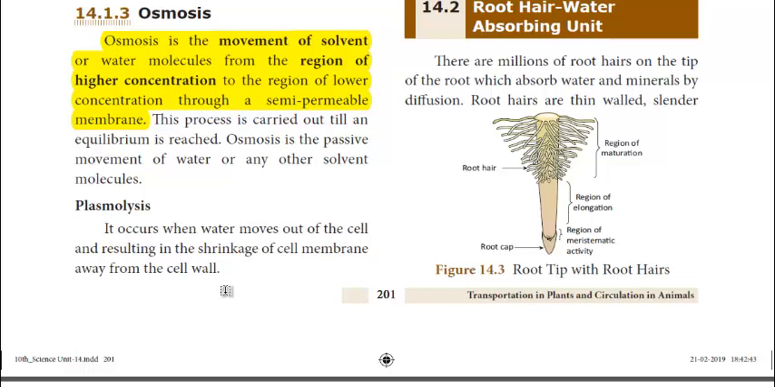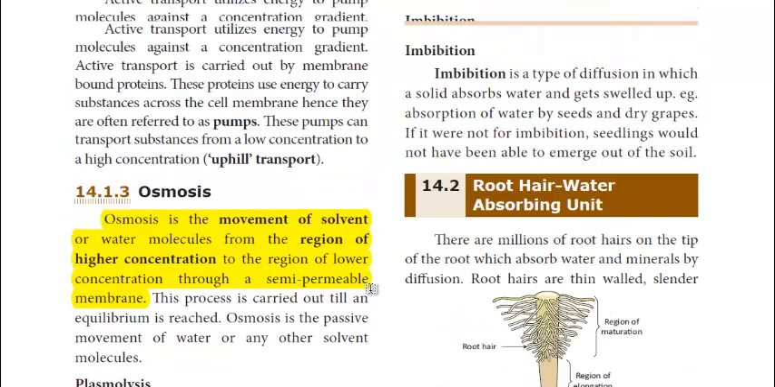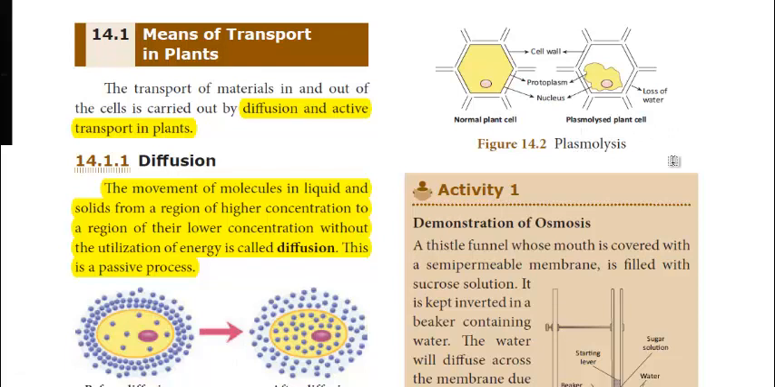So அததான் நம்ம என்ன சொல்றோம்? plasmolysis. So once again, it occurs when water moves out of the cell and resulting in the shrinkage of cell membrane away from the cell wall. So this is called plasmolysis. Now you are able to see a plasmolysis.